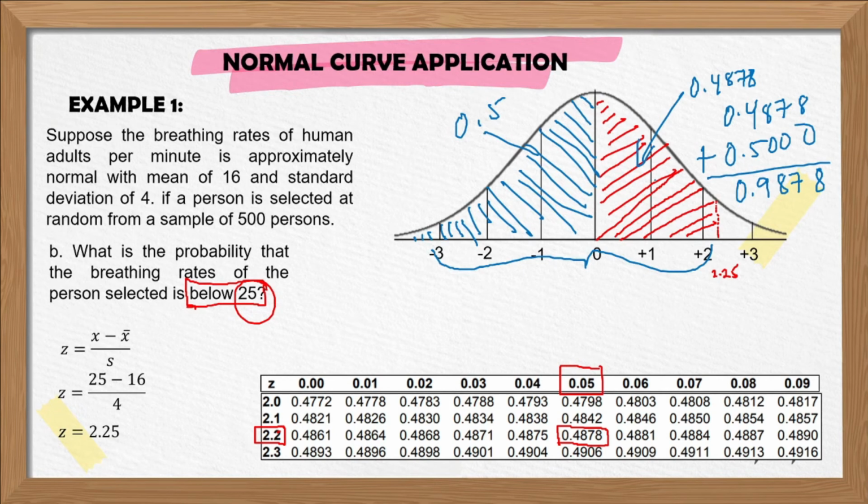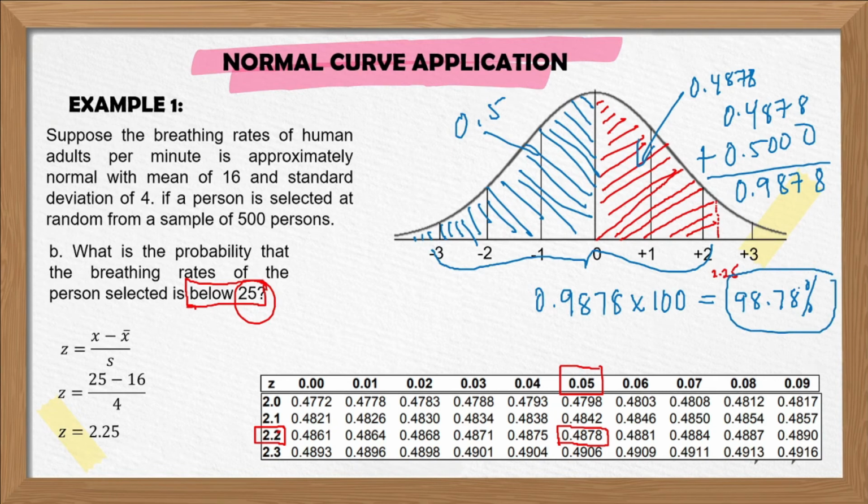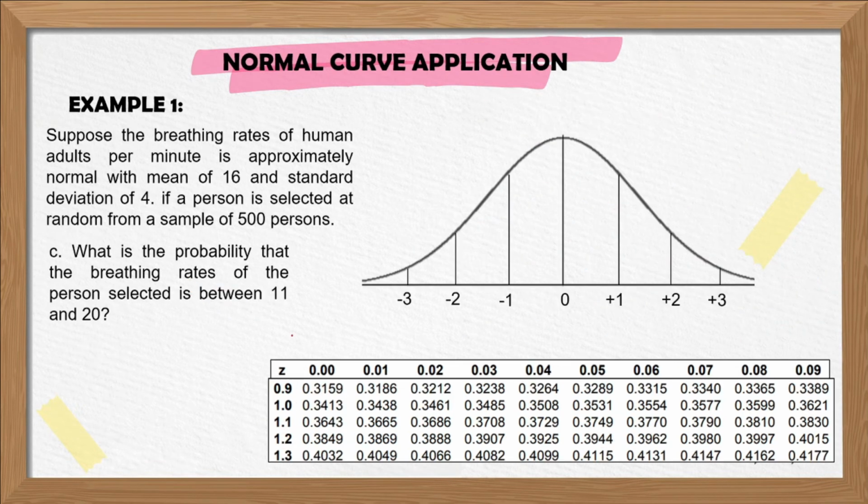Now, nakuha na natin yung area niya. Kukunin natin yung probability naman niya. So, we have to multiply. So, 0.9878 times 100. So, the answer is 98.78%. So, this is now the probability that the breathing rates of the person selected is below 25. Let us now proceed to another question. So, the same problem but different question. Letter C. What is the probability that the breathing rates of the person selected is between 11 and 20?